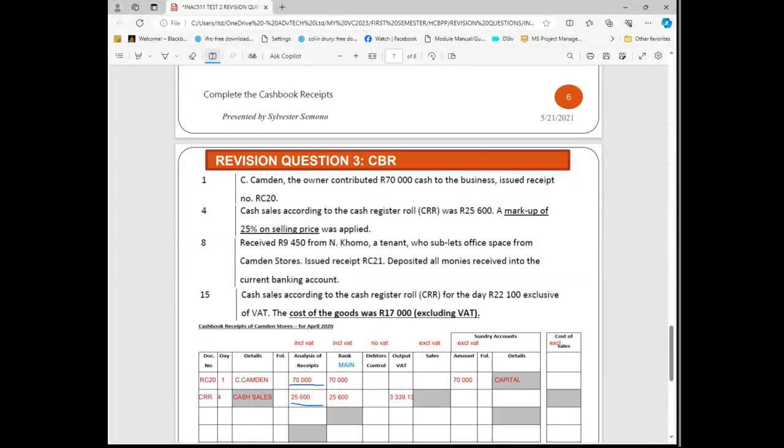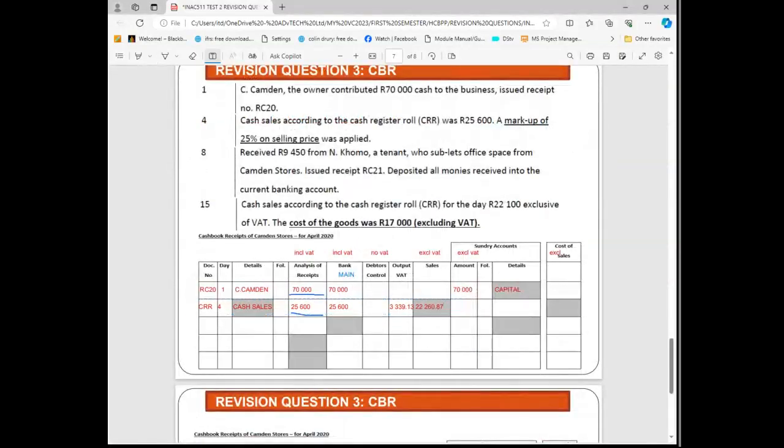And now we can easily find the sales. How can we find the sales? You subtract from the 25,600, because we said excluding that, 3,000. How much? It is 22,260.87. Okay so far? Yes.